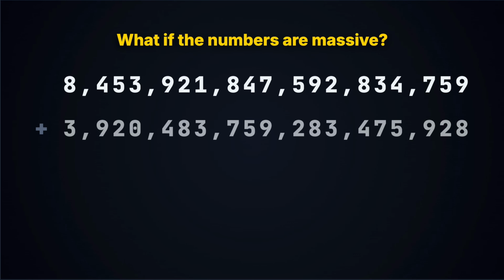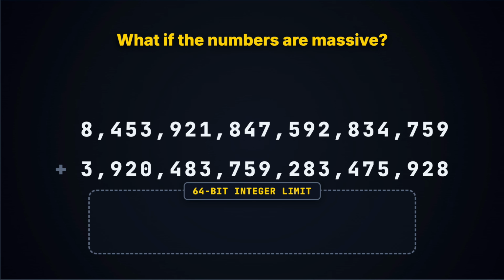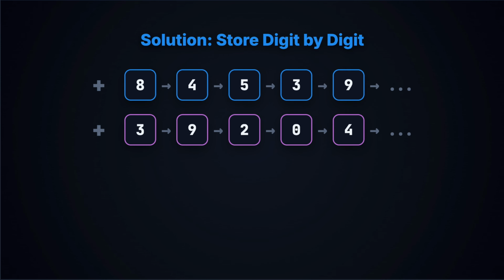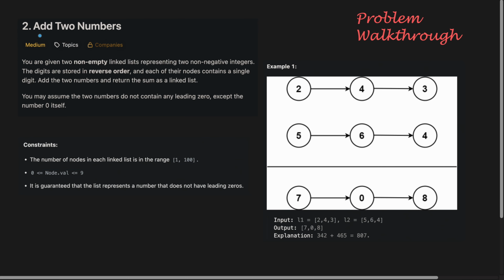How do you add two numbers so massive they'd overflow a normal integer using nothing but linked lists? Today we are tackling a classic medium, Add Two Numbers, LeetCode number 2. We are given two non-empty linked lists representing two non-negative integers. There's a twist. The digits are stored in reverse order with each node holding a single digit.